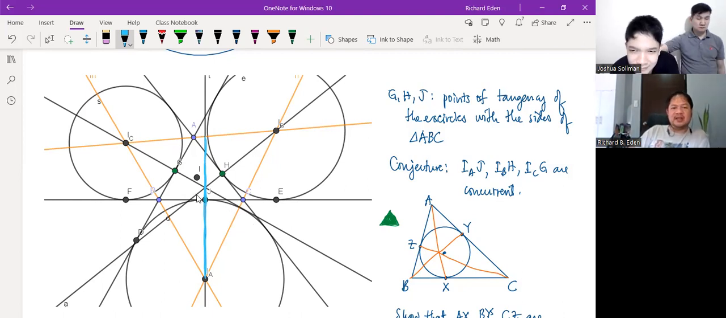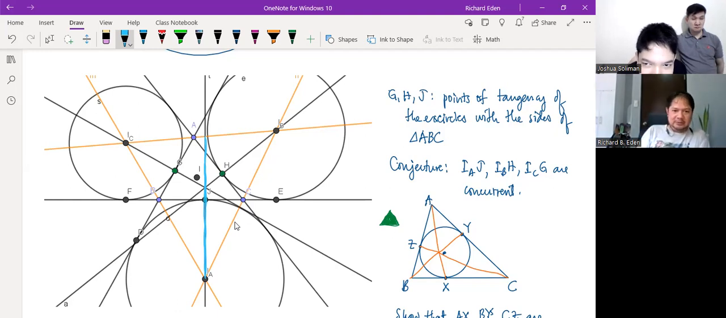I don't know if it has a name, but it definitely is a point of concurrency. Has it been discovered by anyone else before? That's the question. I think it has. It's just hard to search because there doesn't seem to be a name for it.